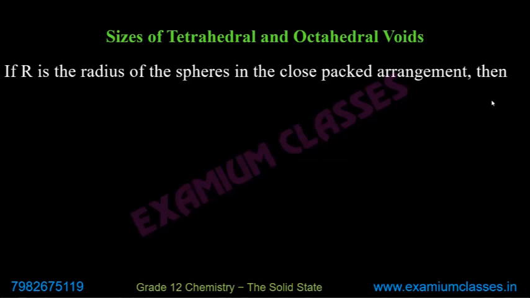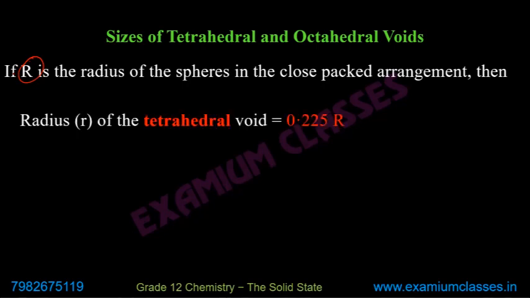Next is sizes of tetrahedral and octahedral voids. From here also, questions appear in JEE and NEET. So this is an important topic, and you just need to remember the formula. If capital R is the radius of the spheres in the close packed arrangement, then the radius lowercase r of the tetrahedral void will be 0.225 of capital R. You need to remember these relationships.